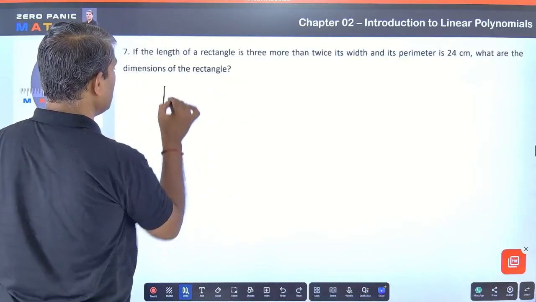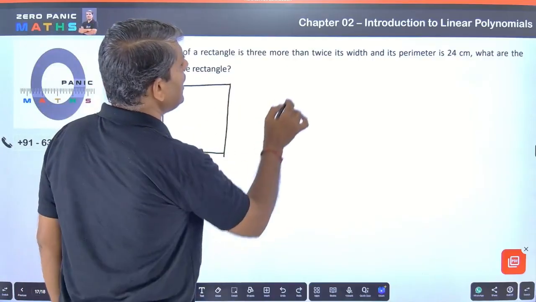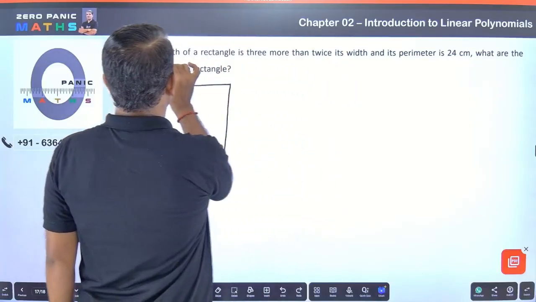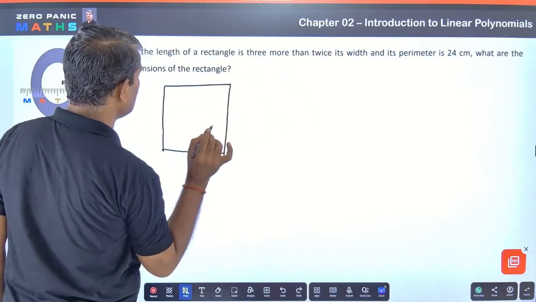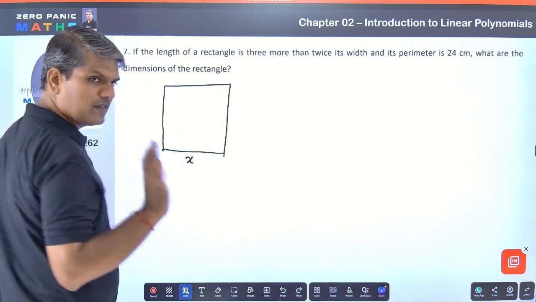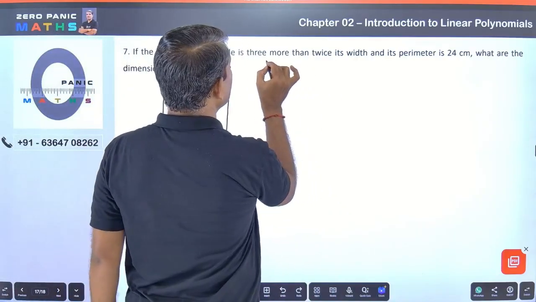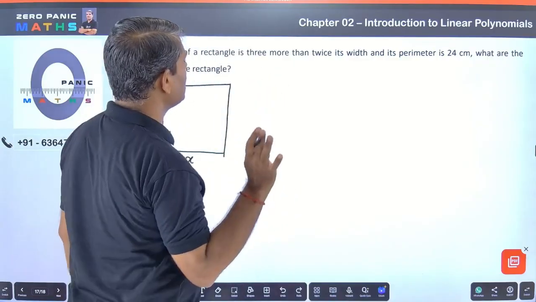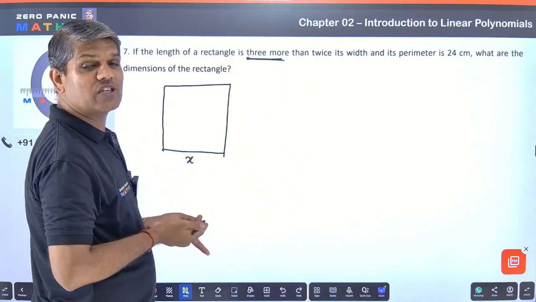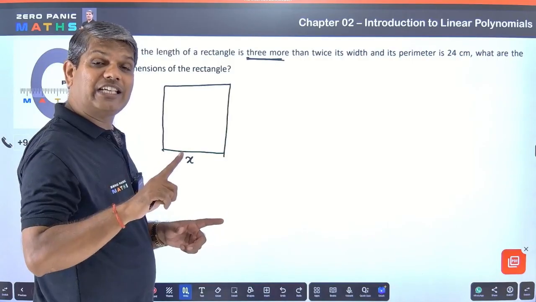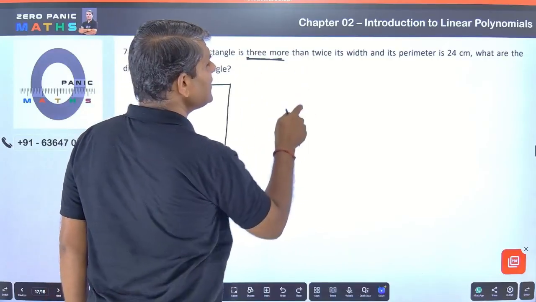There is a rectangle with some length, they are saying. Assume this is a rectangle, and they are saying the length of the rectangle is 3 more than its width. Now assume that its width is x. What they are saying, sorry, it's not 3 times, it is 3 more than. Now I only got confused here, that while reading, 3 times is different from 3 more than. So they are saying 3 more than twice its width.